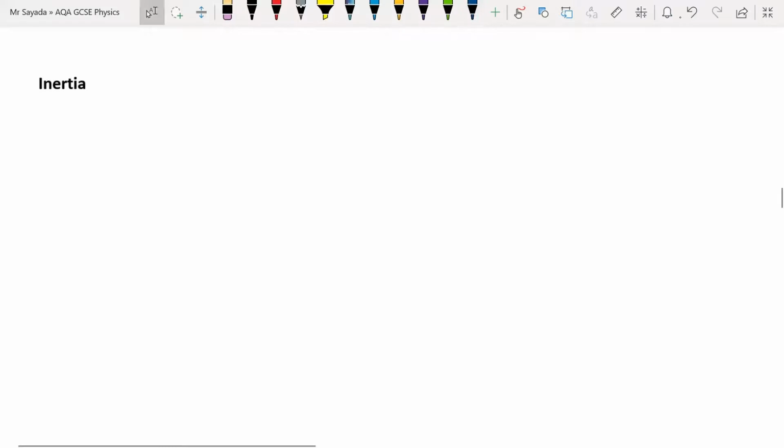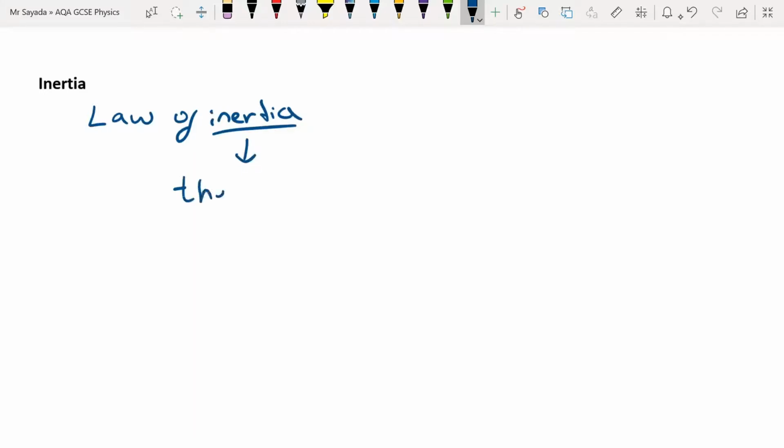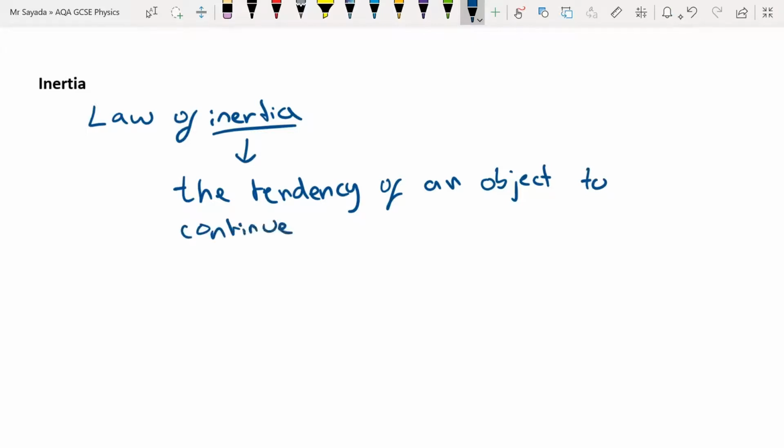We're now going to define something called inertia. So Newton's first law is also known as the law of inertia. And inertia just means the following. It's the tendency, so that means what it wants to do. The tendency of an object, so that means the kind of natural inclination of an object, what an object naturally will do, the tendency of an object to continue at a constant velocity. So this is the idea that objects will continue at a constant velocity unless a resultant force acts.